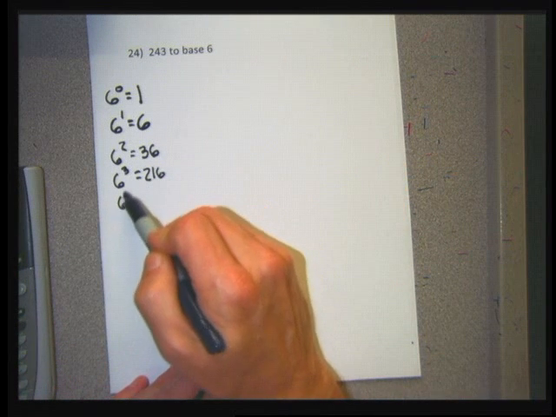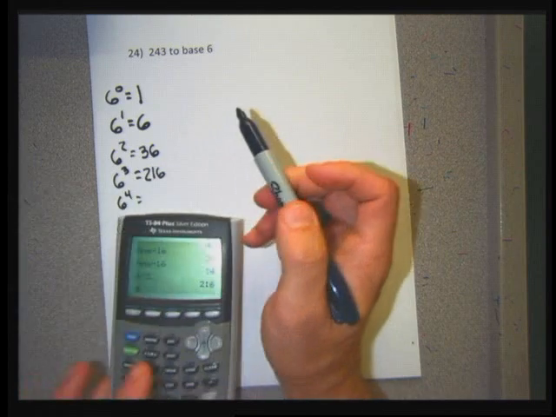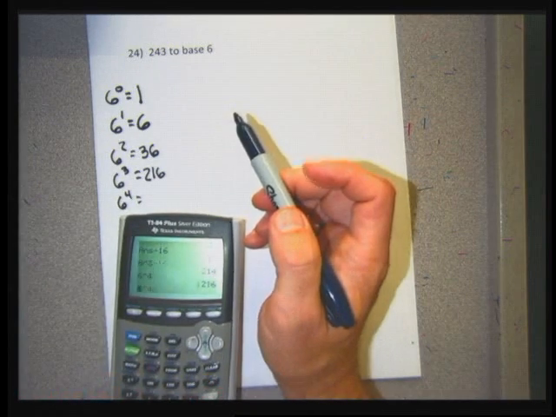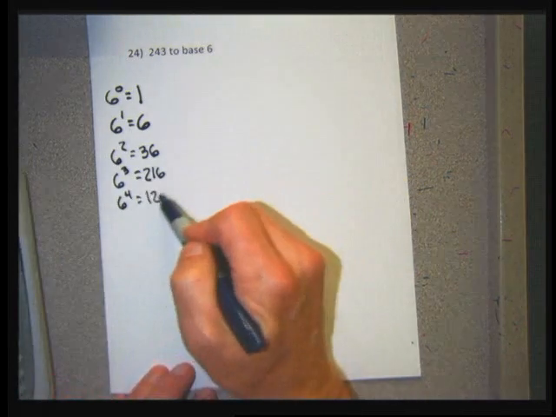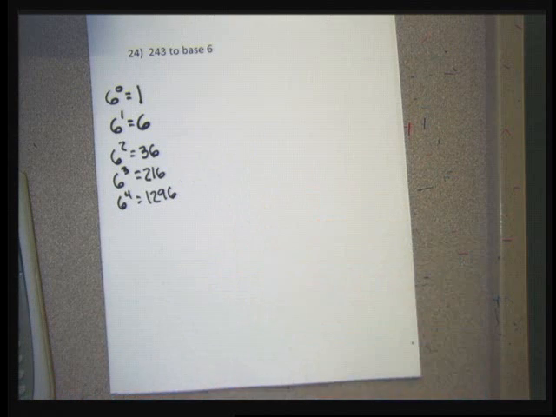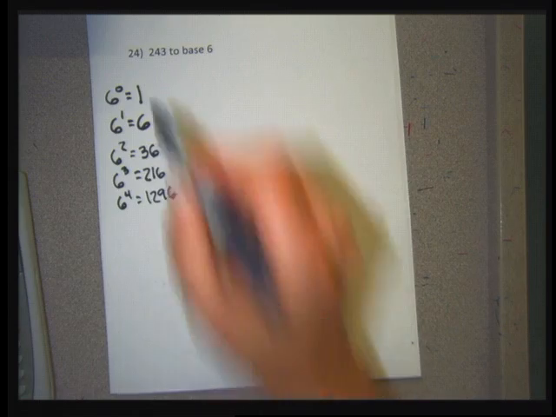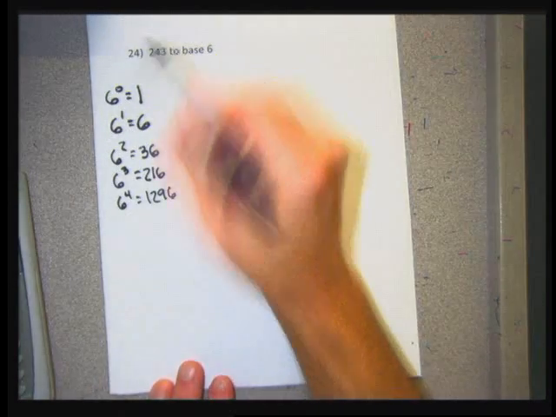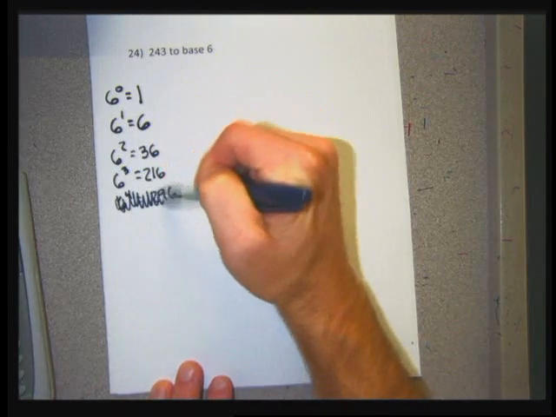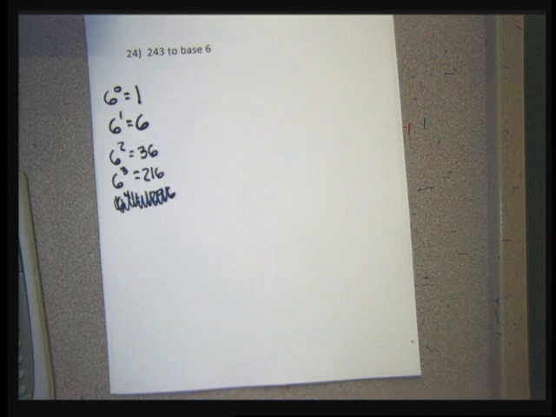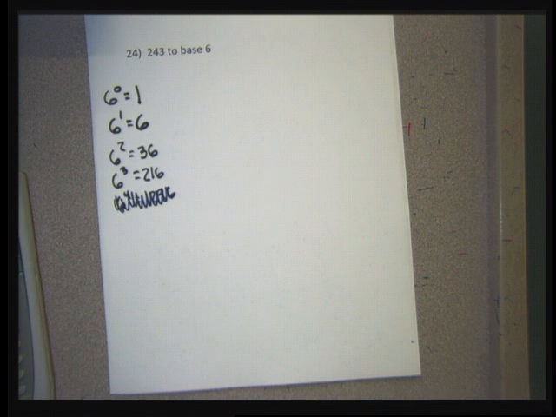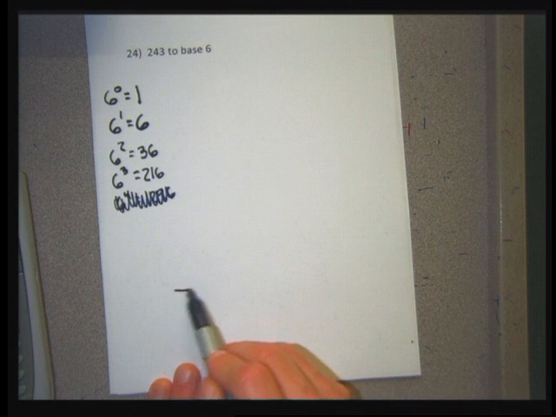6 to the fourth power, 6 up arrow 4, is 1,296. I go until I get a number that's bigger than what I'm converting from. I'm converting 243 base 10 to base 6, and I wrote all the powers of 6 down until I got a number bigger than 243. Scratch that number out. Now I'm going to get ready to write my answer.